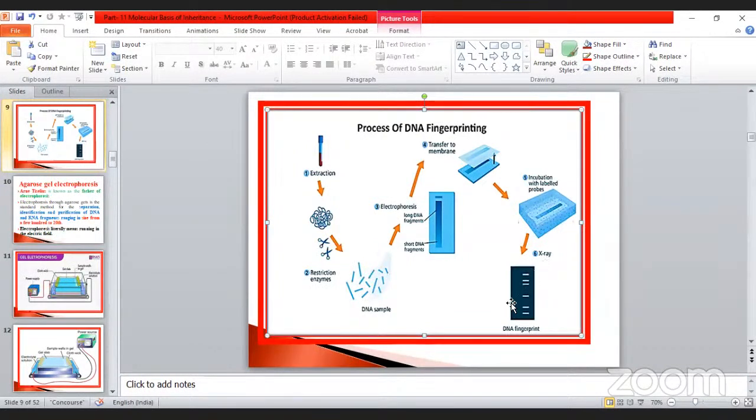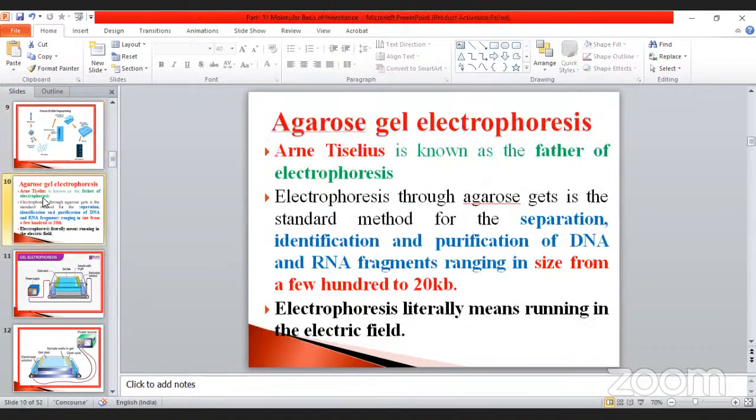After that, you will get a band-like structure in the DNA fingerprint. Okay, this is the process. See that one. Next, the agarose gel electrophoresis.